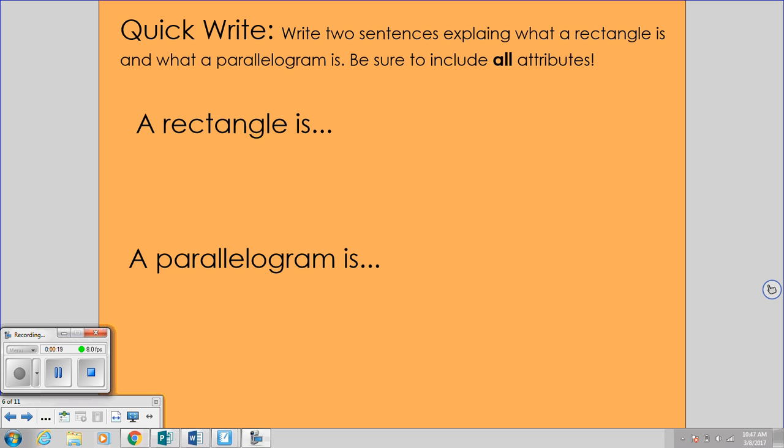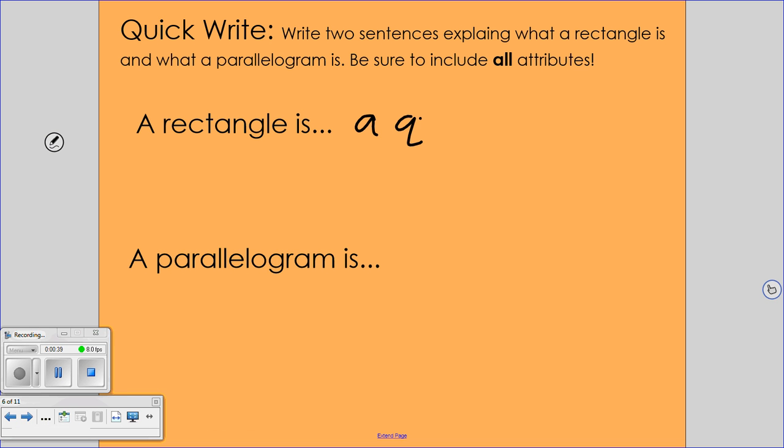A rectangle is, somebody tell me, a rectangle is, James? A rectangle, oh, no, I didn't write it. Oh, okay. Eva? A rectangle is, I love that sentence. A rectangle is a quadrilateral.